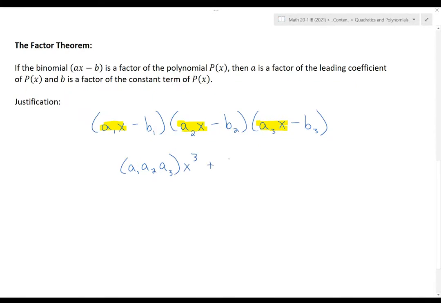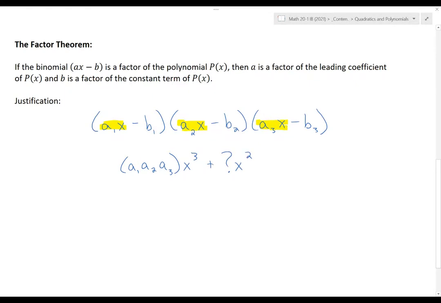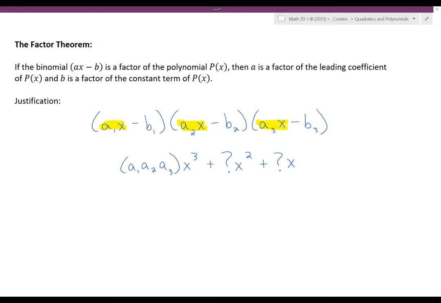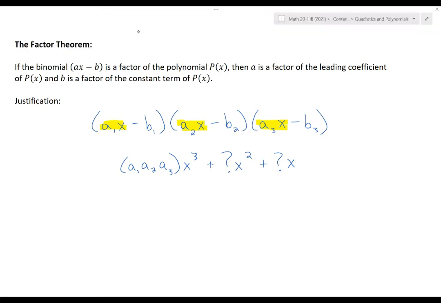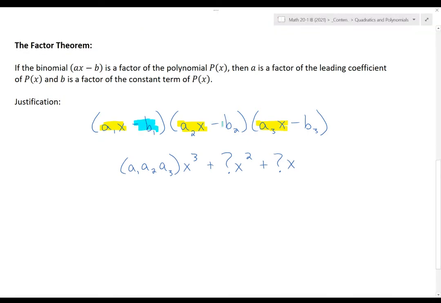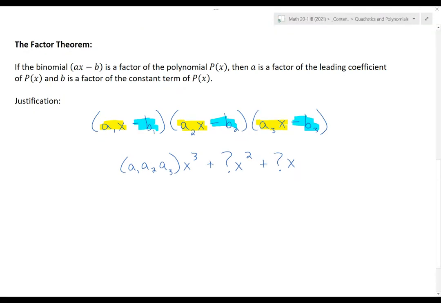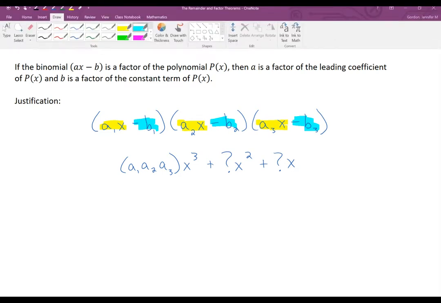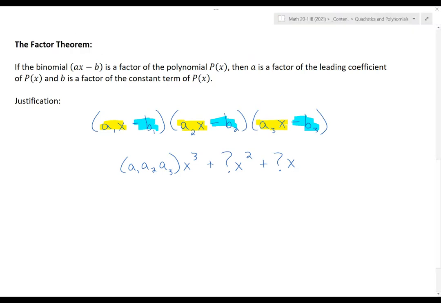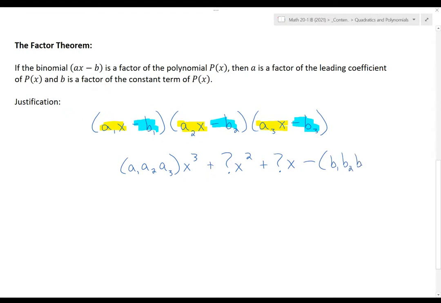And then I'm going to have some quadratic term that comes from various distributions. It's going to involve some a's and some b's. And I'm going to have some linear term that's also going to involve some a's and some b's. It comes from the distribution. But the constant term is only going to come from multiplying together the constants, because any other distribution is going to introduce an x. So when I multiply these 3 constants, I get minus b1, b2, b3.